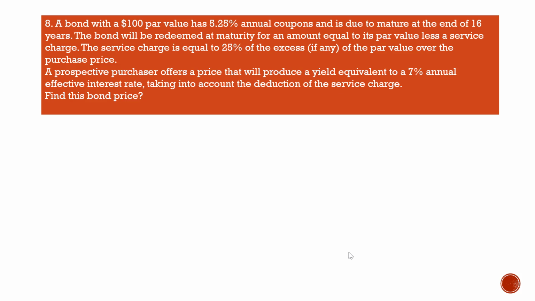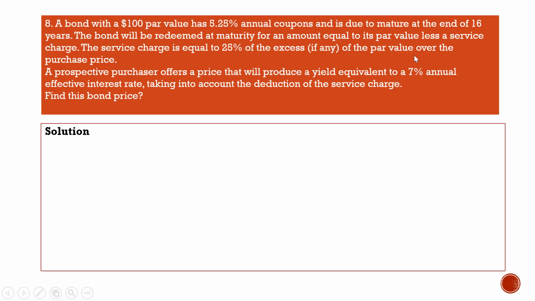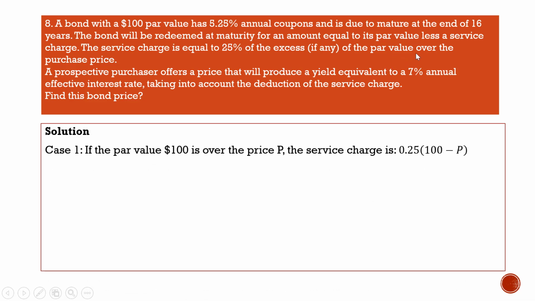Find this bond price. So here the question gives you F, r, n, but they didn't really give you the redemption value. They said, if any, the service charge; the redemption value depends on the service charge. The service charge is 25% of the excess, if any. So that means sometimes it exists, sometimes it doesn't exist. So we have to separate this problem into two cases. The first case, if the par value is over the purchase price.